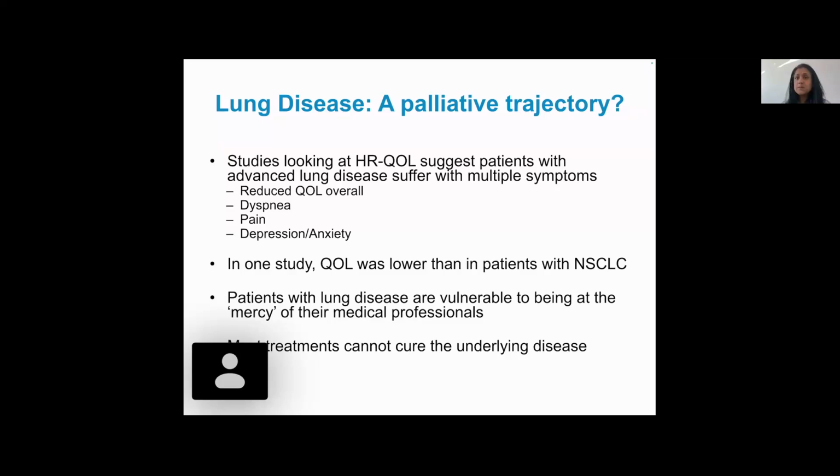we should address it. Patients with lung disease are vulnerable to being at the mercy of their medical professionals. You go by the information we give you. So if we're giving you all of the best information, all of the most aggressive things we can do, we have to be giving you information on how we can help you with suffering as well. Most treatments for many lung diseases do not actually cure the underlying disease, meaning at some point, any person may be at risk of suffering.